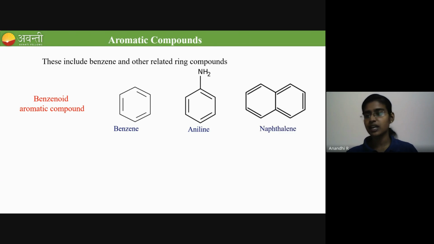C6H5NH2 is aniline, but aniline also contains the benzene kind of phenyl ring, right? So it is called a benzenoid compound. And you can see naphthalene here. Naphthalene contains two benzene rings fused with each other. So it is also a benzenoid compound.